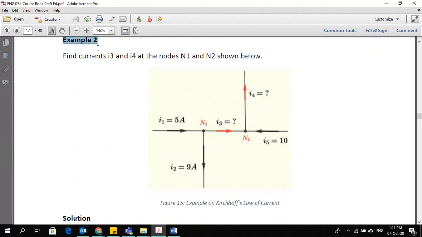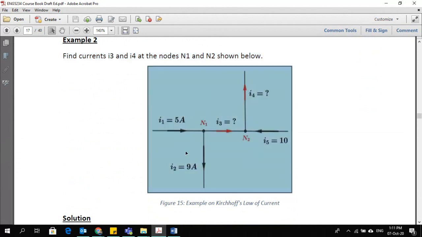Let's have another example. Example 2 says: find currents I3 and I4 at the nodes N1 and N2 shown below. Now in this case there are two nodes. N1 is here at this point, this one is N2, and there are different currents involved here. Each current is specified with an arrow to show its flow, whether it is flowing into a node or out of a node. Now in this case we have to find two currents, I3 and I4.